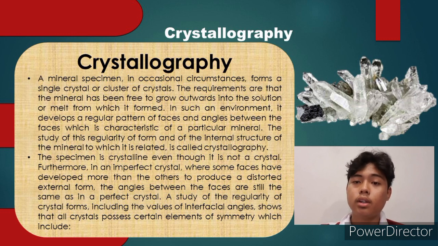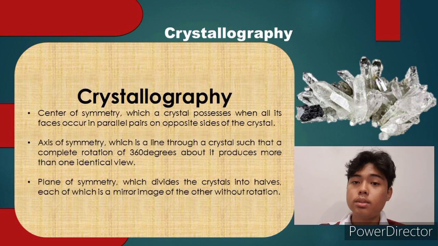The study of the regularity of crystal forms, including the values of the facial angle, shows that all crystals possess certain elements of symmetry. These include the center of symmetry, which a crystal possesses when all its faces occur in parallel pairs on opposite sides of the crystal. The axis of symmetry is a line about which a complete rotation of 360 degrees produces more than one identical view. The plane of symmetry divides the crystal into halves, each of which is a mirror image of the other without rotation.